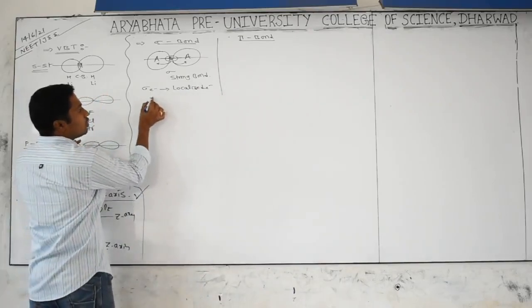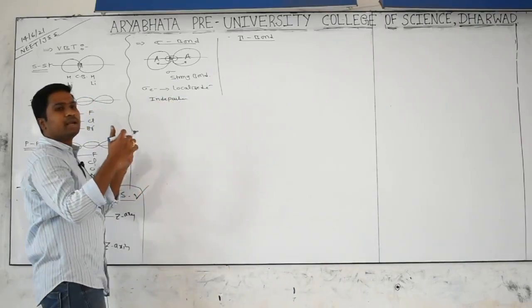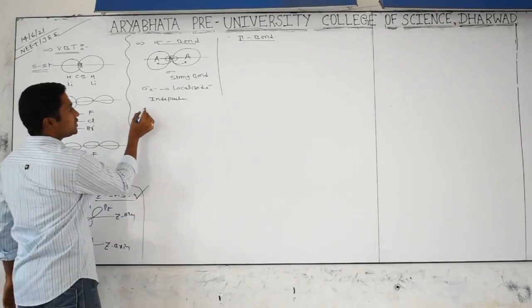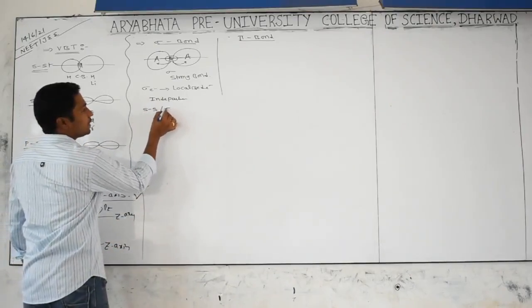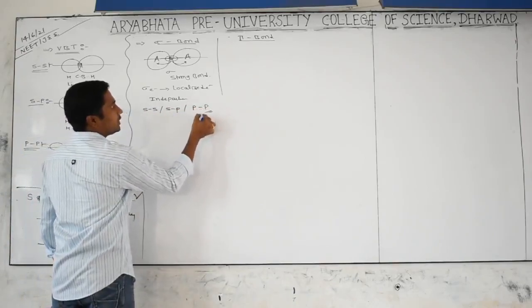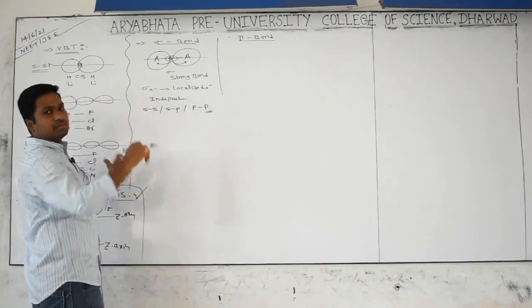And it is also called an independent bond. Independent bond means it's not depending upon any other factors. Are you understanding? Itself it is forming. This is formed because of s-s overlapping, s-p overlapping or p-p overlapping, which gives a sigma bond. And with respect to a sigma bond, we can rotate the atoms also.